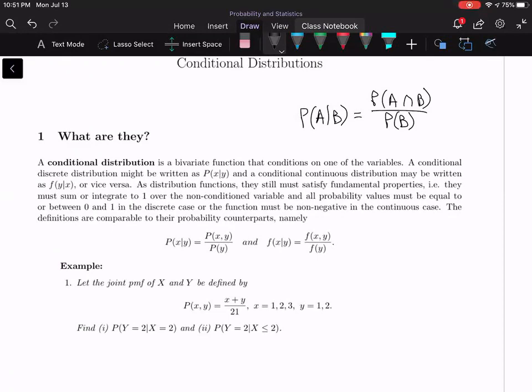The form here is similar. You've got the conditional probability equal to the joint probability on top over the marginal distribution on bottom, and that's the marginal of what you are conditioning on. So x given y has p of y on the bottom. If it were y given x, it would have p of x on the bottom. And likewise, for the continuous case, you would have f of y if you're conditioning on y, you'd have f of x if you're conditioning on x. And so that pattern is the same as what you should be used to.